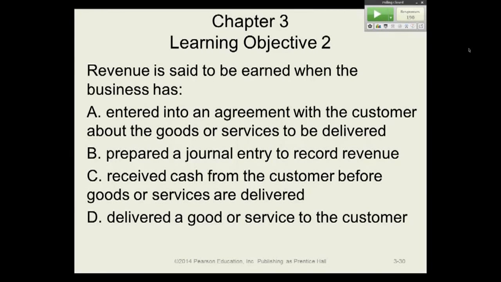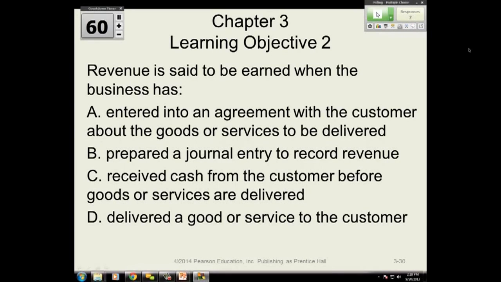Let's take this one. It asks you, revenue is said to be earned when the business has either entered into an agreement with the customer about the goods and services to be delivered, prepared the journal entry to record revenue, received cash from the customer, or delivered a good to the customer. So let's see the best answer here. Okay, we'll wrap up with this. I just want to make sure you get a couple of things straight before you leave, so don't just jump up after this question.